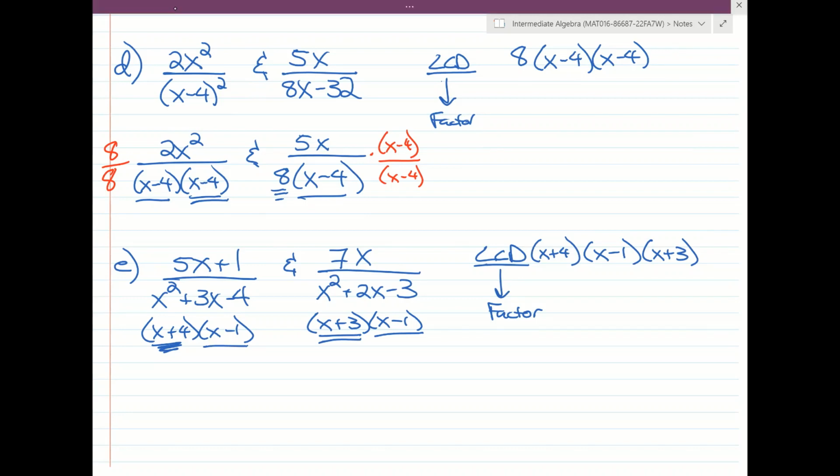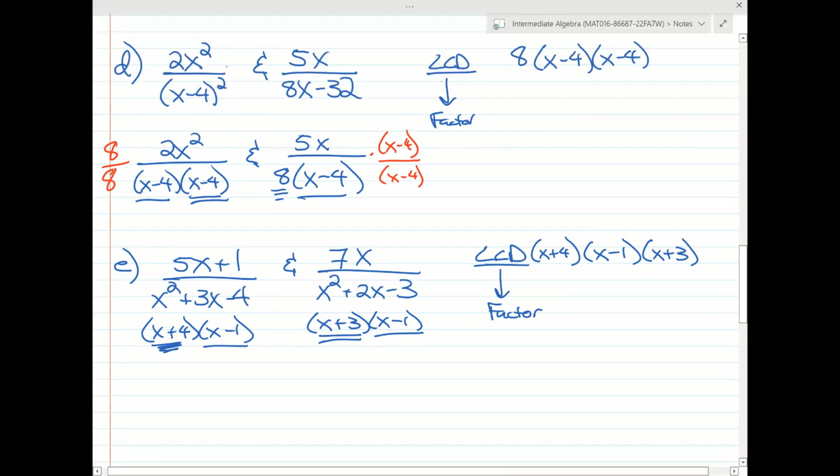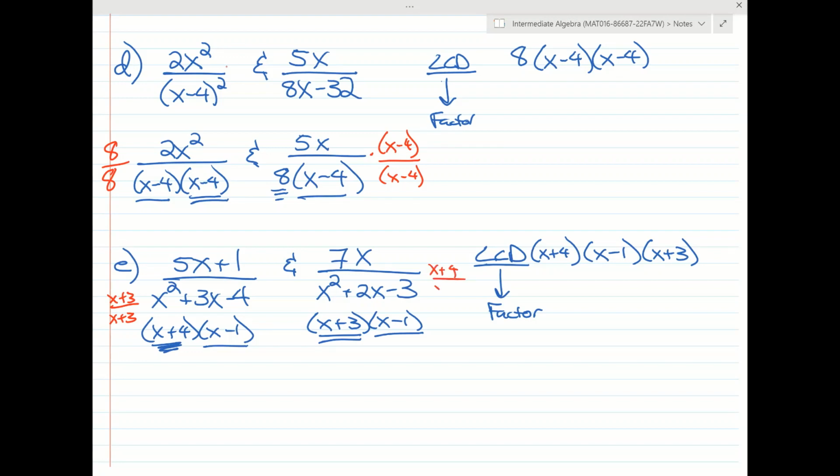And then just like before, you'd multiply by whatever is missing. So for example, the one on the left, you'd have to multiply top and bottom by x plus 3 over itself. The one on the right, you definitely need an x plus 4, so you'd multiply by x plus 4 over itself.